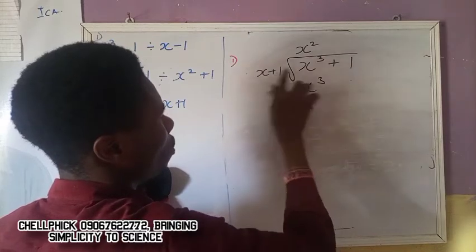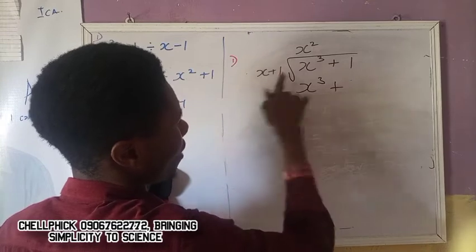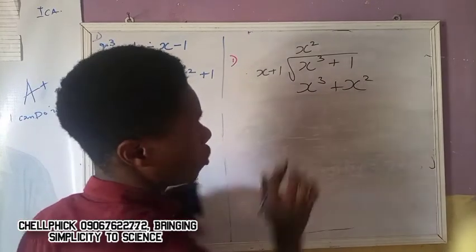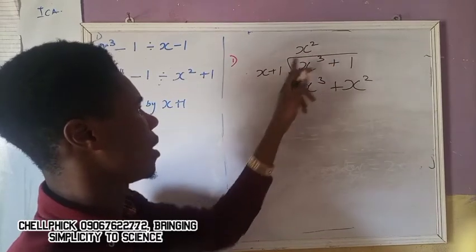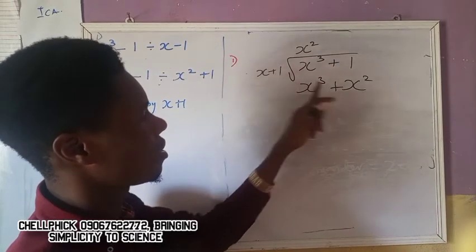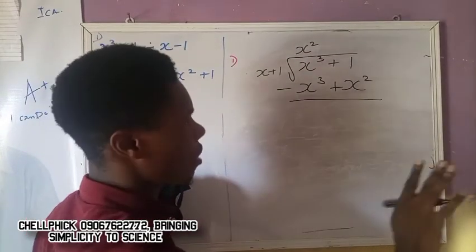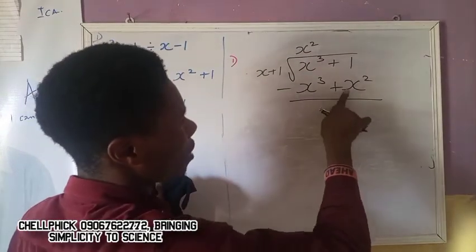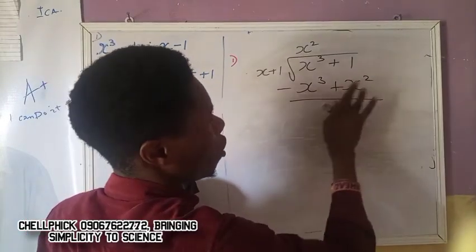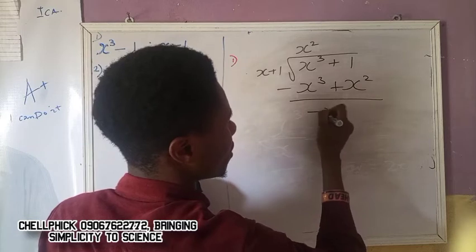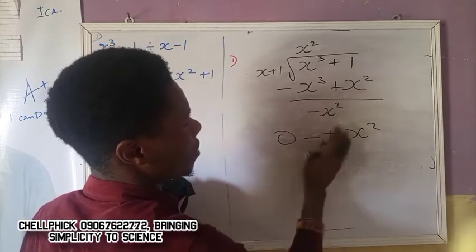X raised to power 2 times x is x raised to power 2 plus 1, which is x raised to power 3. Did you understand? x squared times x is x cubed, and x cubed minus x cubed will give you 0, so don't waste your time on this. So this one, I told you always focus on the letter first. So nothing minus plus x squared, so it is minus x squared. Plus times minus, it is minus.